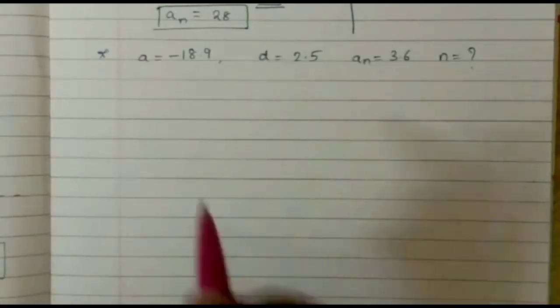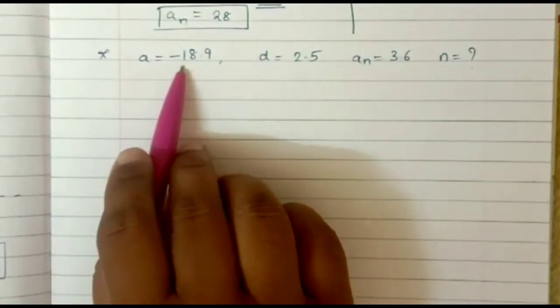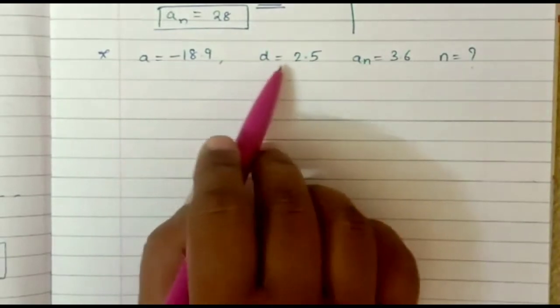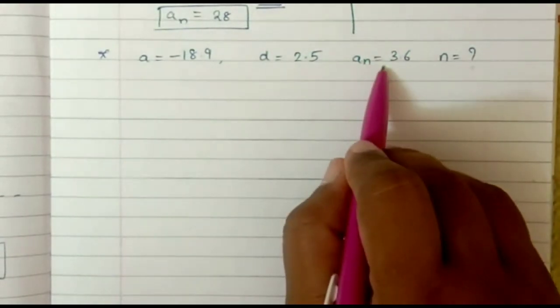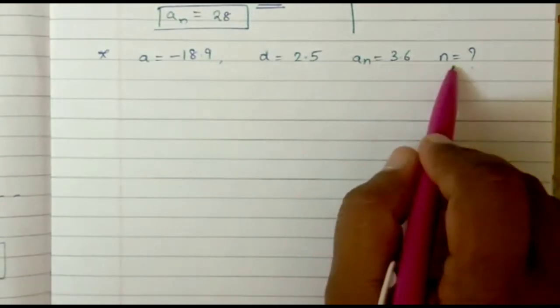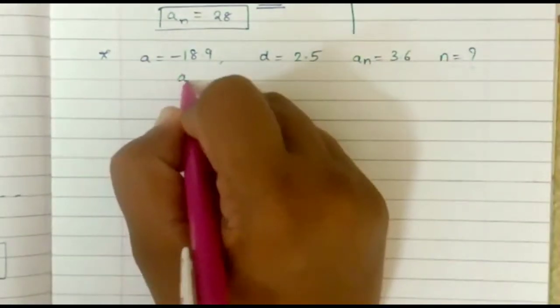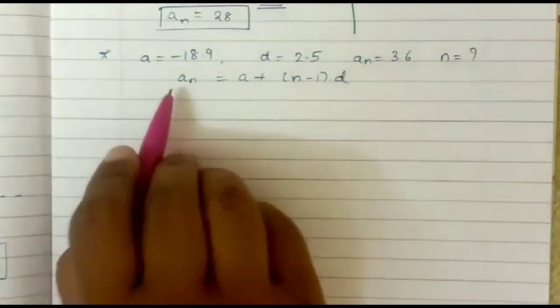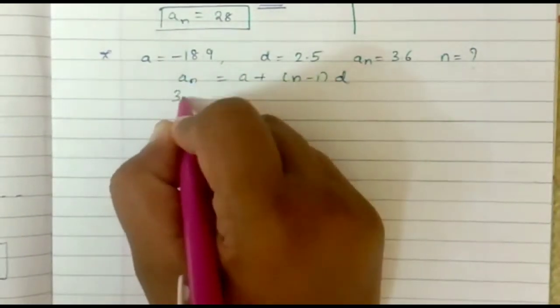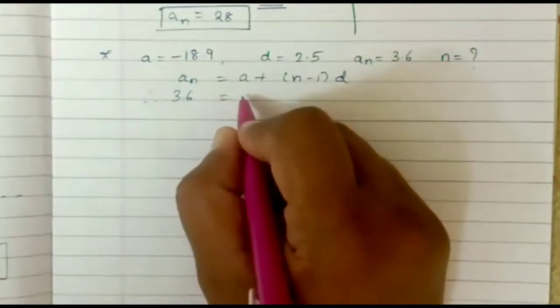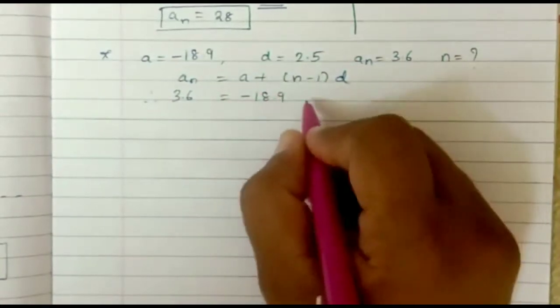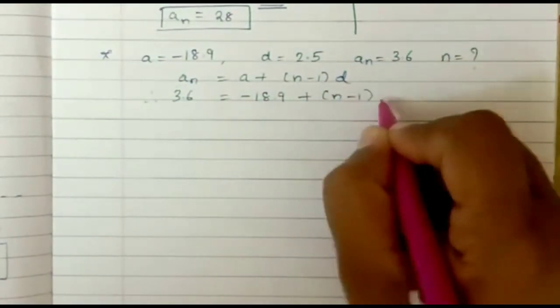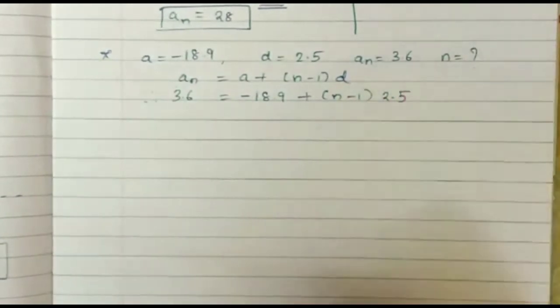Okay, so let us take one more sum. A is equal to minus 18.9, D is 2.5, An is this time given to be 3.6. You need to find what is N. Again you write the same formula: An is equal to A plus (N minus 1) into D. Putting the value of An, which is 3.6, also A, which was minus 18.9, and (N minus 1) as it is, into D, that is 2.5.